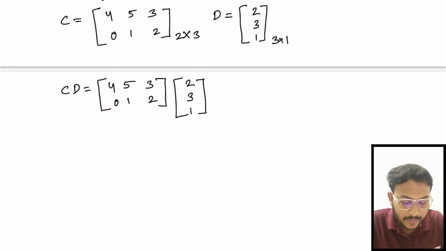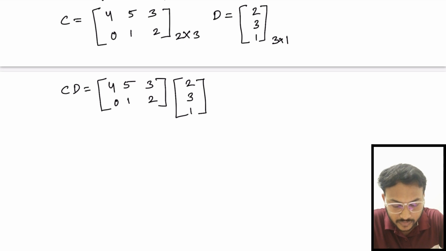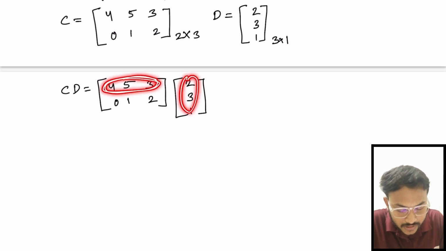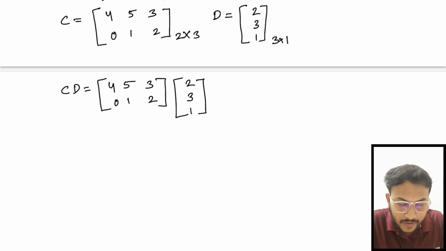Okay, to multiply the two matrices, we have to multiply the rows of the first matrix with the columns of the second matrix. That is how we will get all the elements of the resultant matrix. Now, we have to multiply the corresponding elements of the first row and first column. Okay, then we have to multiply.